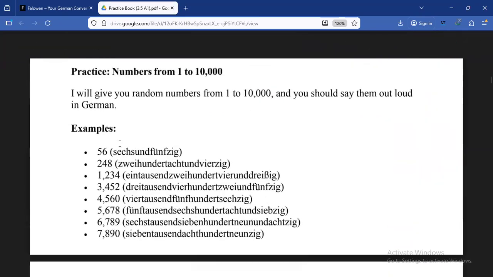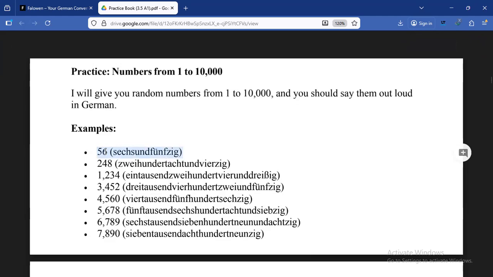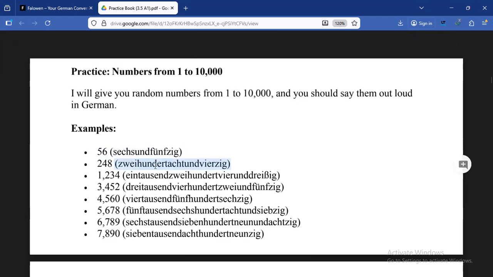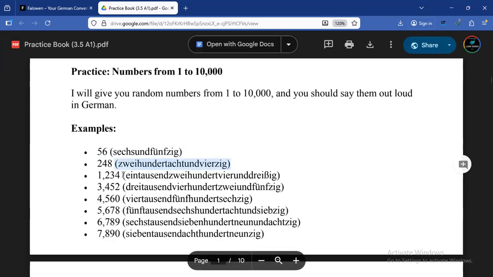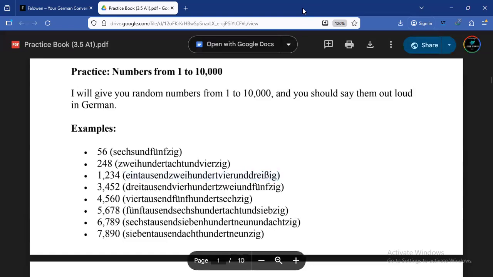I told you that when talking about tens in German, we mention the second number first, and then the first number will come. So 56 is going to be sechsundfünfzig. And 248 is going to be zweihundertachtundvierzig. So you mention the 200 first, then we come to 48. And 34 is going to be vierunddreißig.